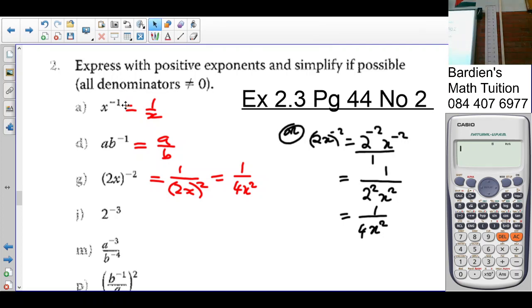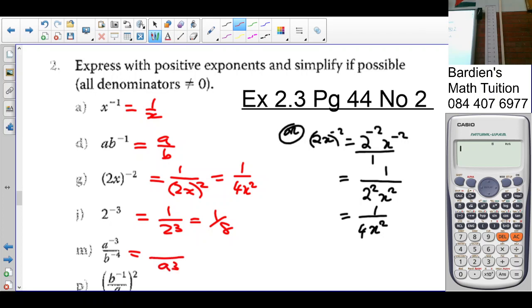The next one, 2 to the minus 3. 1 over 2 cubed. This is 1 over 8, correct? The next one. The numerator becomes the denominator, and the denominator becomes the numerator. As you can see, the numerator is negative, so it becomes a positive exponent in the denominator. The denominator is negative, so it becomes a positive exponent in the numerator.